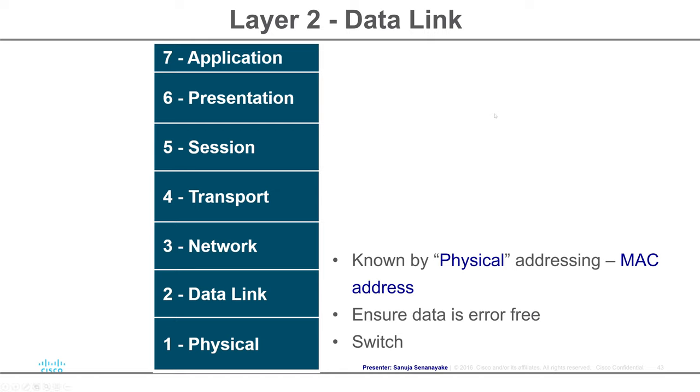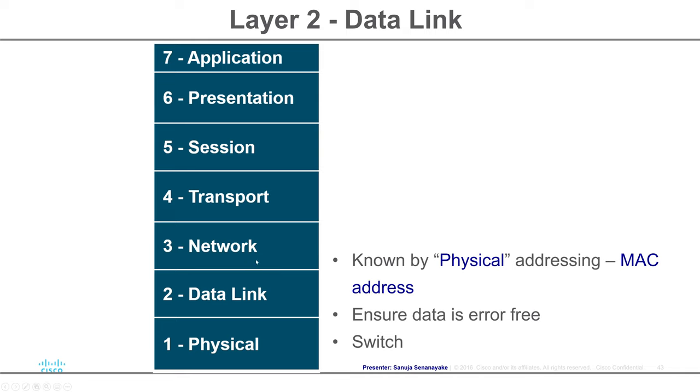And the next one is the data link layer, which is layer number two, just below the network layer. It is known as the physical addressing layer. That's where the MAC address is contained. So that is a distinction between the network layer and the data link layer. The network layer includes the IP address, and the data link layer includes the MAC address. And it ensures the data is error-free, and devices such as switches operate in the data link layer.